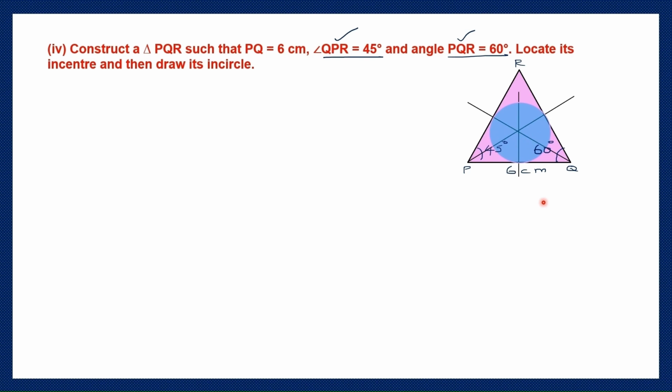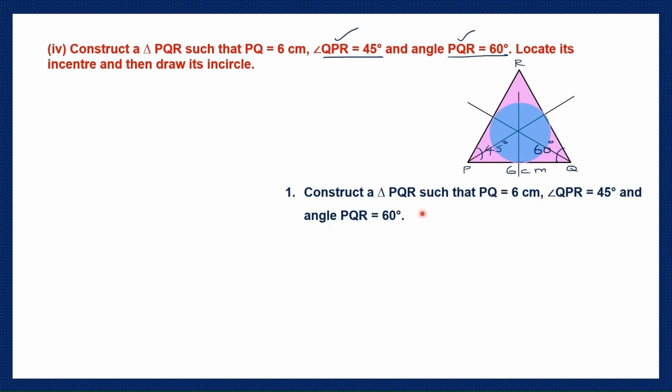So let's begin our construction looking at the rough figure. First we construct the triangle. So we have the line segment PQ, and the measurement according to the question and the rough figure is 6 centimeters. Now what's the next step? We have to construct an angle of 45 degrees at P.